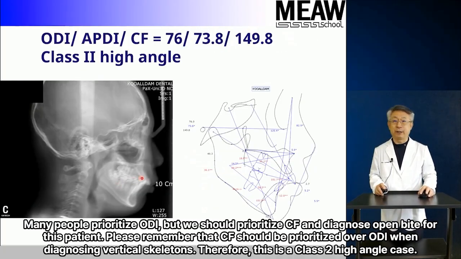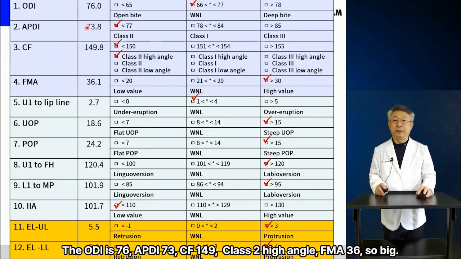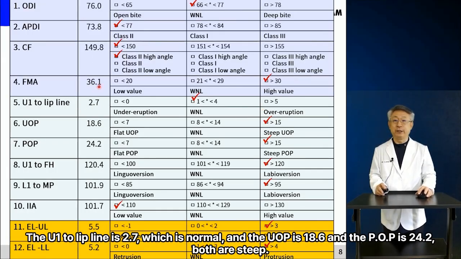Please remember that CF should be prioritized over ODI when diagnosing vertical skeletons. Therefore, this is a Class 2 high-angle case. The ODI is 76, APDI 73, CF 149, Class 2 high-angle, FMA 36, so big. The U1 to lip line is 2.7, which is normal, and the UOP is 18.6 and the POP is 24.2.